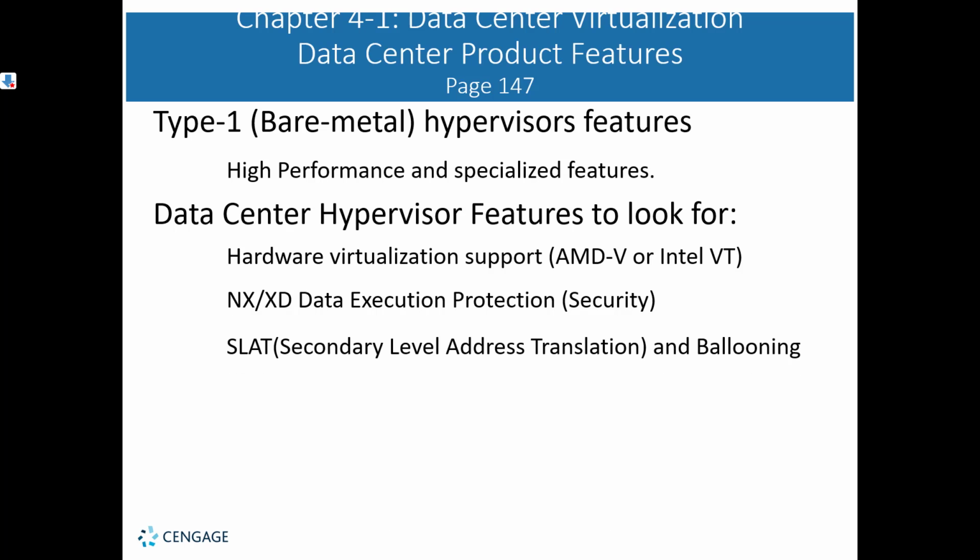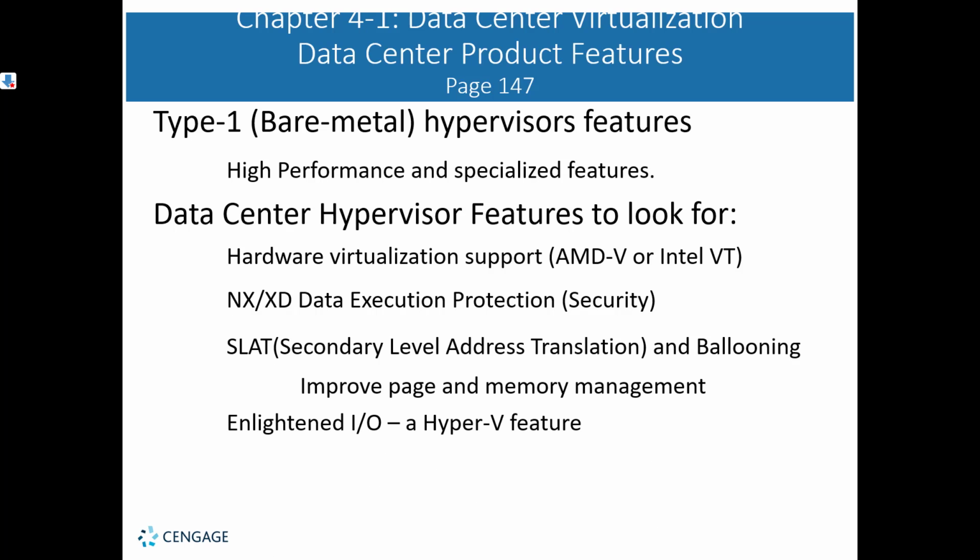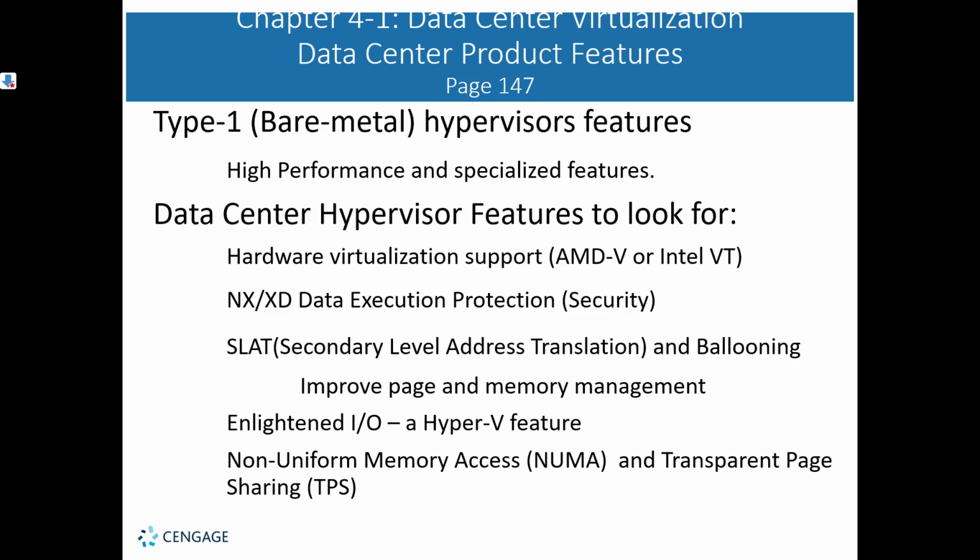Secondary level address translation, or SLAT, and ballooning can help to improve paging speed as well as memory utilization. Enlightened I/O is a Hyper-V feature which allows the guest operating system running in a virtual machine to send requests directly to a hypervisor and therefore gain some additional features. Non-uniform memory access, NUMA, and transparent page sharing are both VMware vSphere features, and we'll be taking a little bit more of a look at them in another slide.